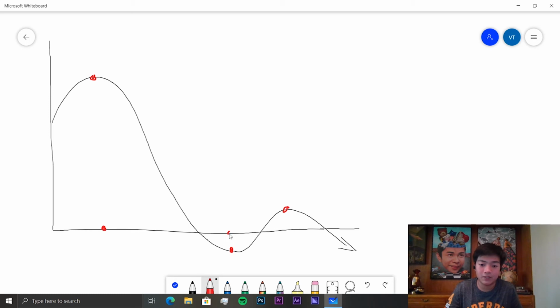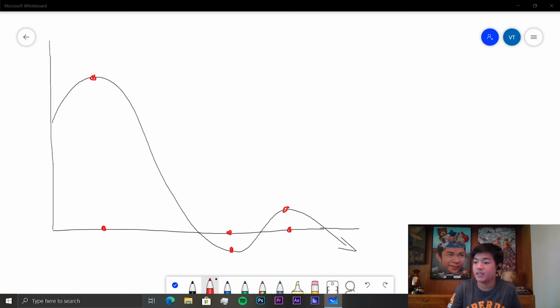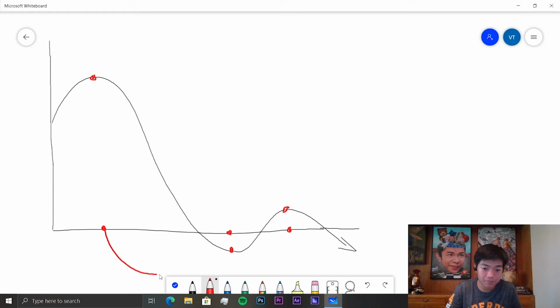In between these 2 turning points, the gradient is negative, so we will have to expand this to draw a negative gradient. In between these 2, it's positive, and in between the last 2, it will be negative, so drop down there. Here we're coming from a positive gradient actually, so this will keep on going up.